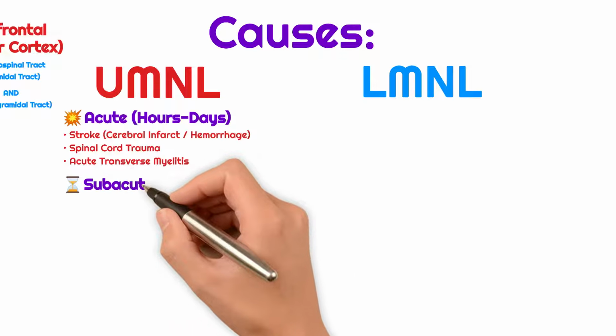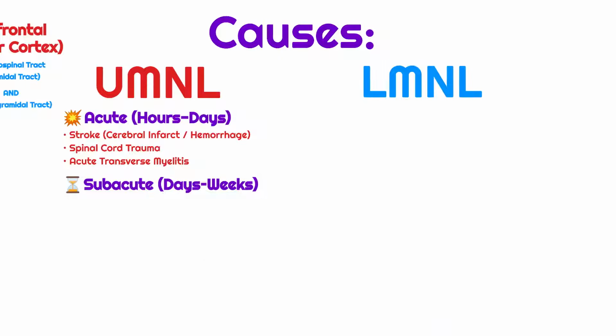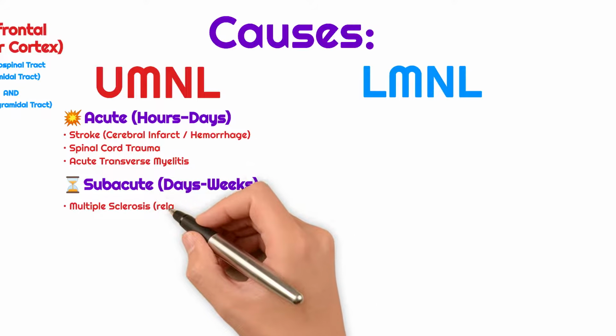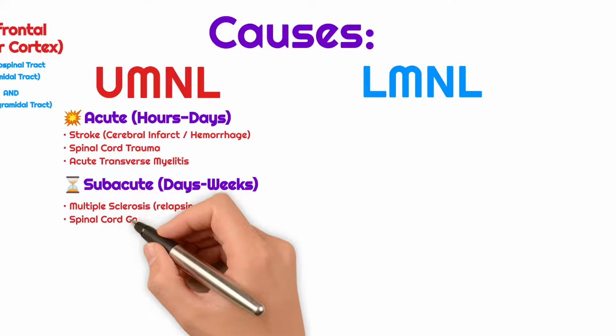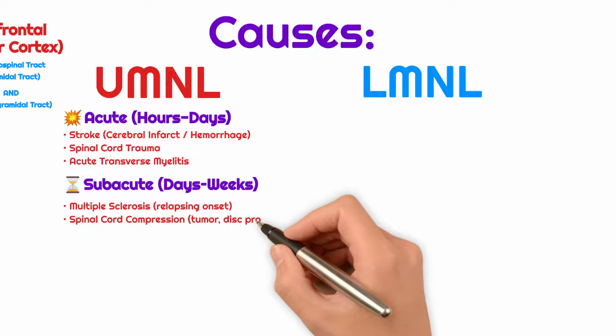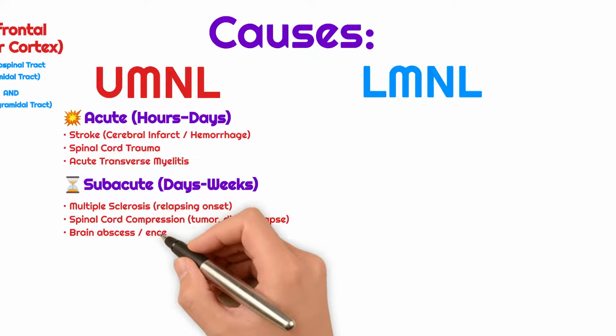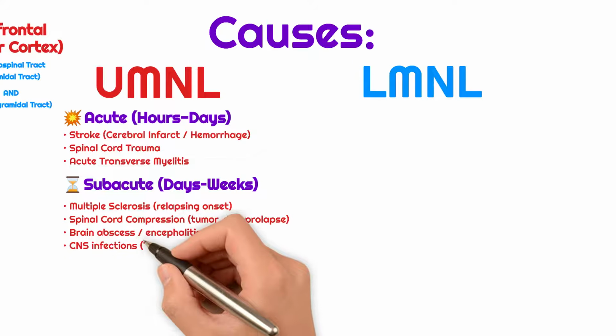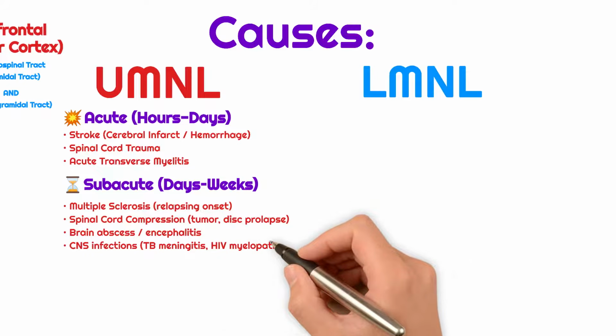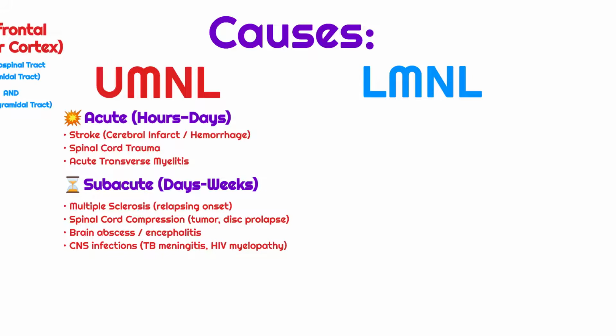Now, subacute, which presents in days to weeks, includes demyelinating conditions such as multiple sclerosis, so relapsing remitting, spinal cord compression, so tumors or disc prolapses, infections, abscesses, encephalitis, or CNS infections such as TB meningitis or HIV myelopathies. Okay? So you can see how you can make these categories and mention 2 or 3 headers per category. Even if you say just 1 or 2 headers per category, it just shows very, very good organizational skills.